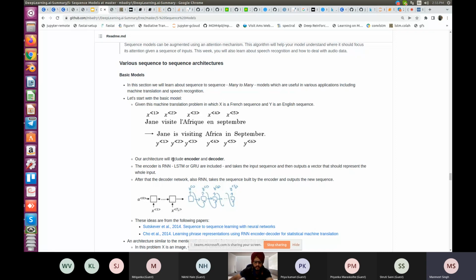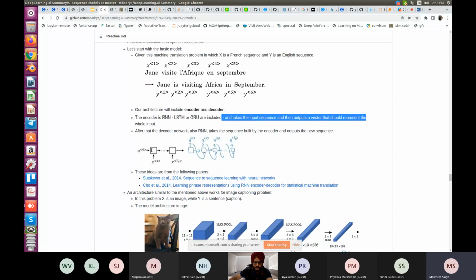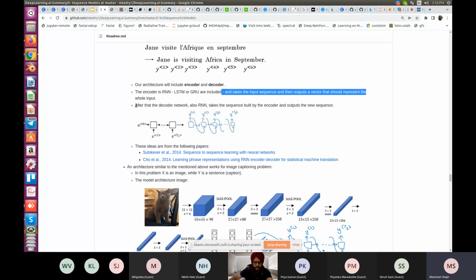Our architecture will include an encoder and a decoder. The encoder is an RNN, LSTM, or GRU, and it takes the input sequence and outputs a vector which should represent the whole input. After that, the decoder network, also an RNN, takes the sequence built by the encoder and outputs a new sequence. You have this a naught, which is the hidden state at 0 for the encoder, and x1 to xTx, where Tx is the length of the input, which is French in this case. This is the encoder part, and then this goes to the decoder.